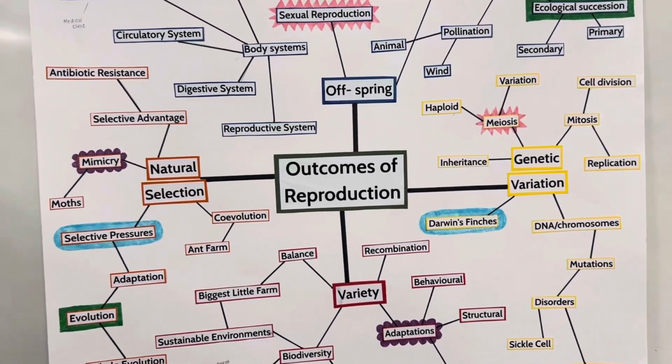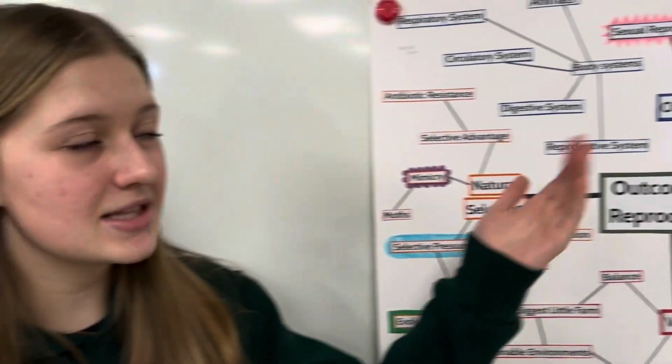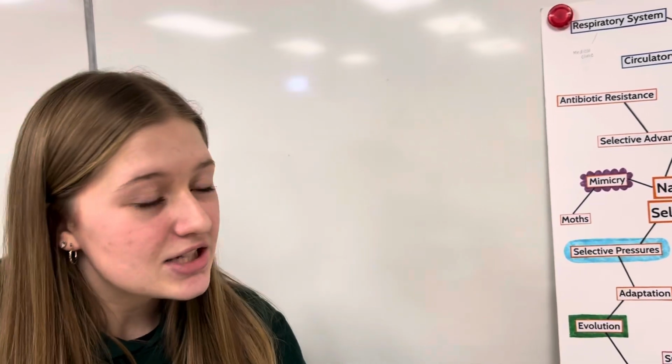I saw it in the animal units with body systems, the plants unit, the genetics unit, as well as biodiversity and evolution. So I decided that reproduction would be a good theme and a good topic that could connect all of the units that we did together.